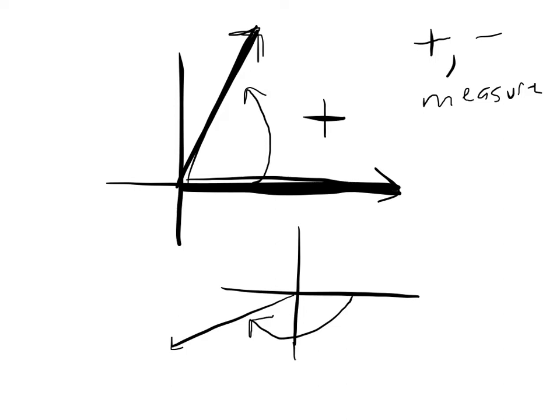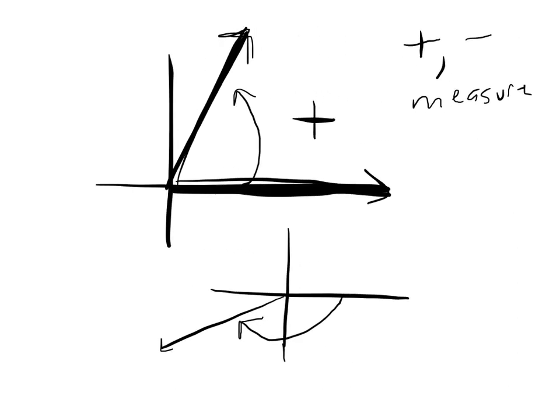But I also could rotate in the opposite direction. If I have my initial side here on the positive x-axis, and I go ahead and rotate in the clockwise direction to a position, here's my terminal side, that clockwise rotation gives me an angle of negative measurement, and that's simply going to be the way that I distinguish between positive and negative measure.